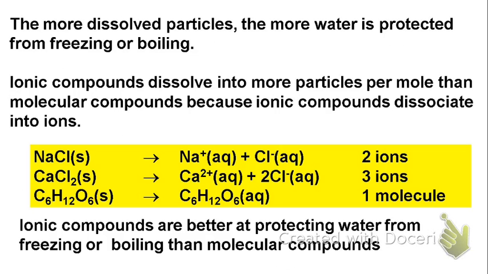Ionic compounds dissolve into more particles per mole than molecular compounds because ionic compounds dissociate into ions. Notice that sodium chloride dissociates into 2 ions, or 2 particles. Calcium chloride dissociates into 3 ions, or 3 particles, whereas glucose, C6H12O6, when you dissolve it, dissolves only into 1 particle per molecule. Therefore, ionic compounds are better at protecting water from freezing or boiling than molecular compounds.